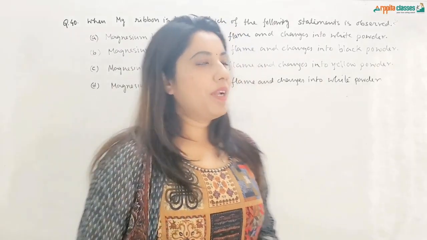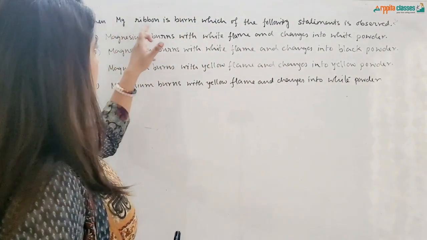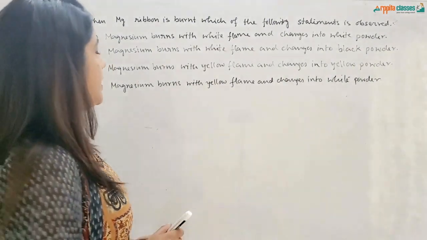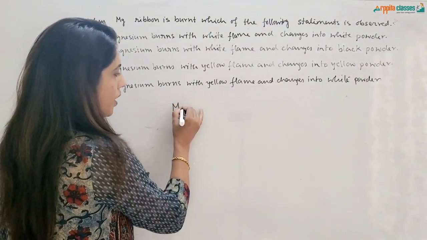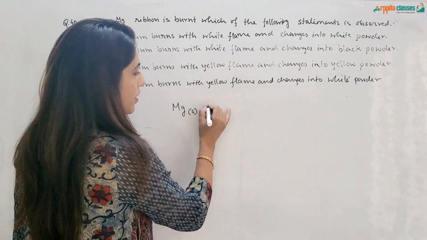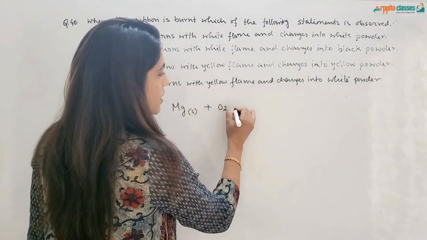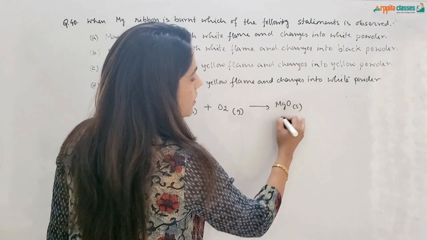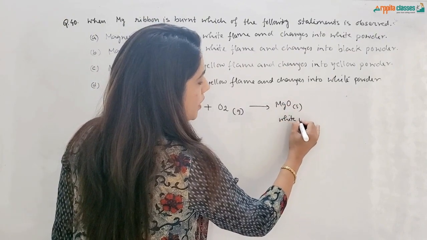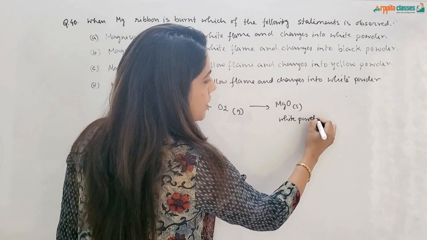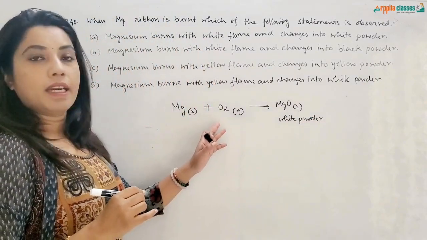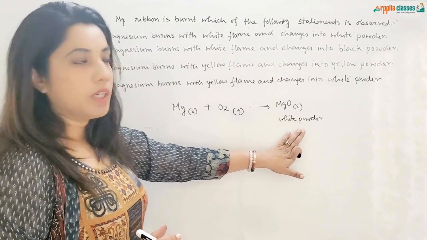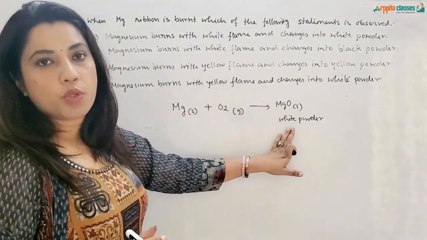Now question number 40 in front of us. When magnesium ribbon is burnt, which of the following statements is observed? Let us see, when magnesium burns in air, what happens? Magnesium solid reacts with oxygen gas to give you MgO solid, which is a white powder. So when magnesium burns in air, it gives you a dazzling white flame and it converts into a white powder. Here magnesium gets oxidized to MgO.